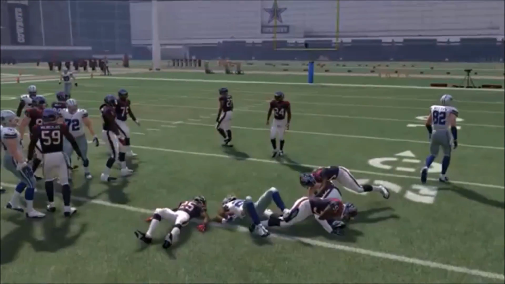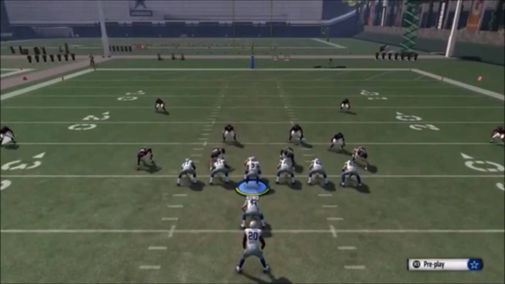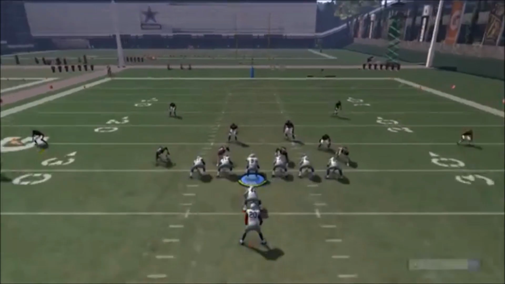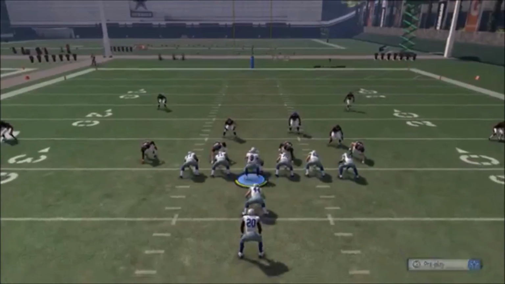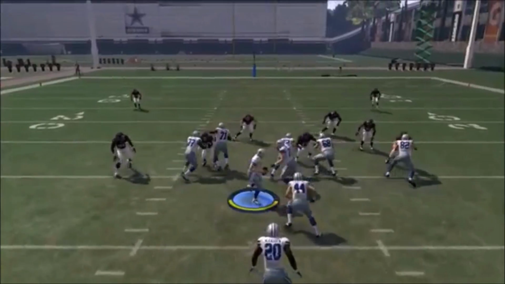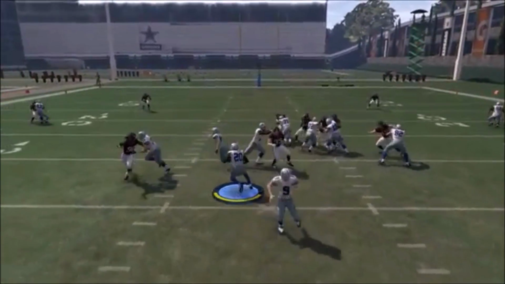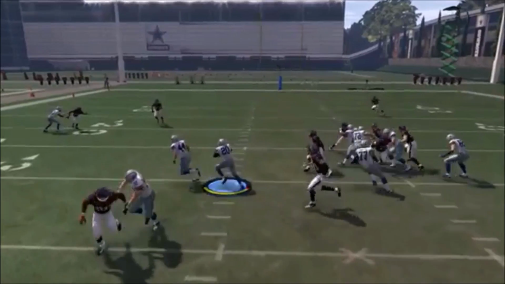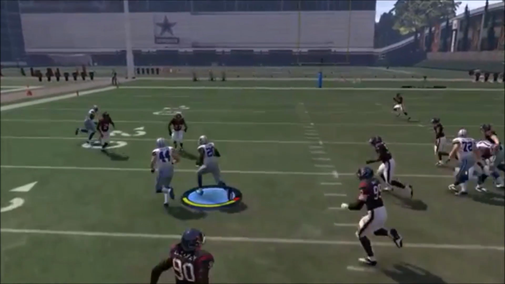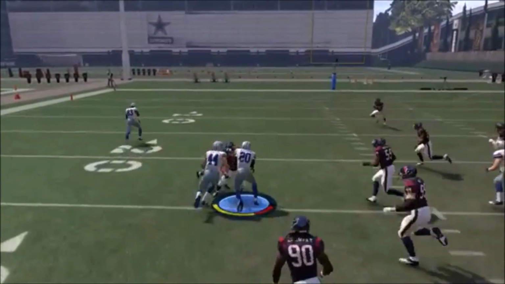Now, a good complement to the Power O is the counter play, and it's a play that's been utilized in Madden for a long time, and in the NFL and in college football. But the beauty of these plays is that you're going to have a guard that comes out and clears up some defenders and opens up a huge hole. It's fairly straightforward to run from various formations.